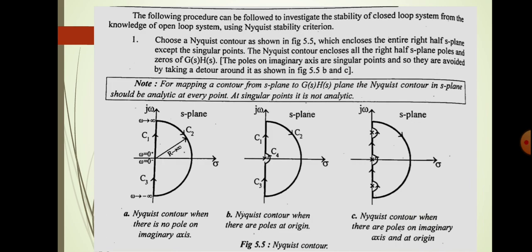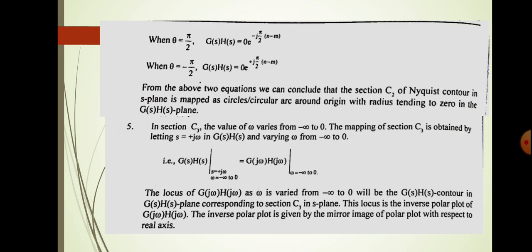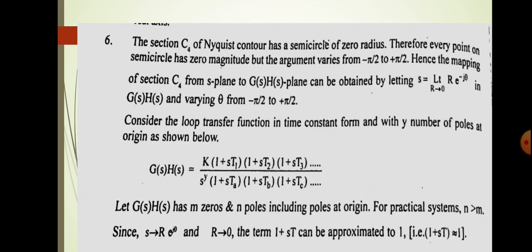See, actually this C3 portion is similar to the C1 portion, right? C1 is in this section, C3 is in the negative section. So we can say that this C3 is the inverse polar plot of C1, or these two are mirror images. So the inverse polar plot is given by the mirror image of the polar plot with respect to the real axis.